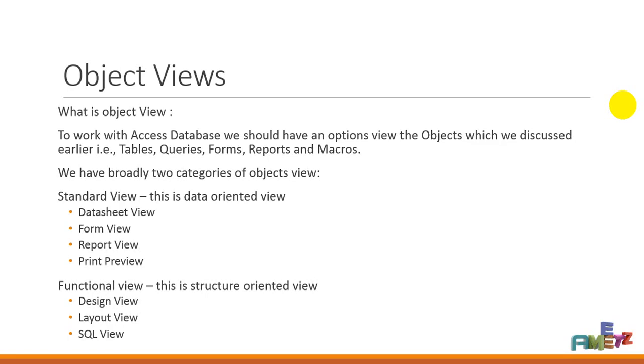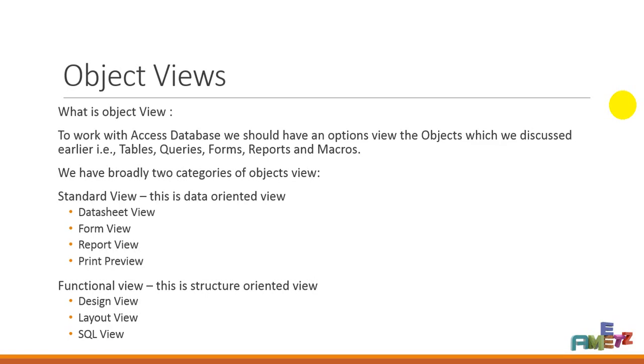So we have broadly two categories of object views. One is the standard view. This is basically a data-oriented view, that is the datasheet view, form view, report view, and print preview. This is a front-end view, I would say, because in this we would be directly entering the data and viewing the data and so on.